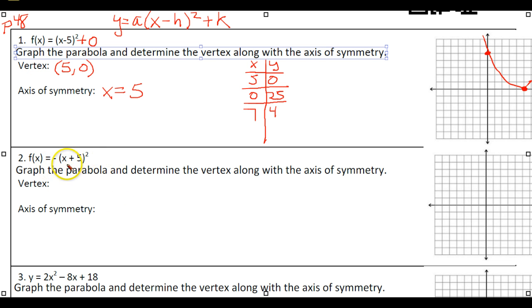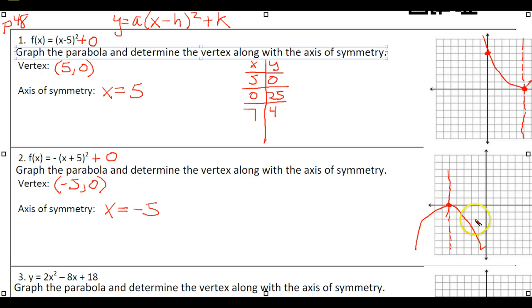Okay, let's look at this one now. First off, note that this is negative. So again, there is a value out there. So our vertex here will be opposite sign, negative 5, 0. So using that same technique here, negative 5, 1, 2, 3, 4, 5, 0.